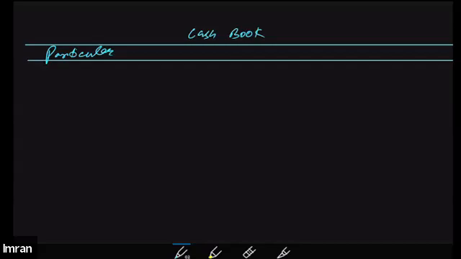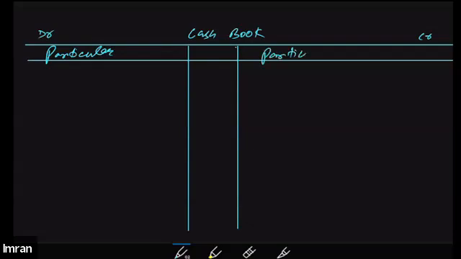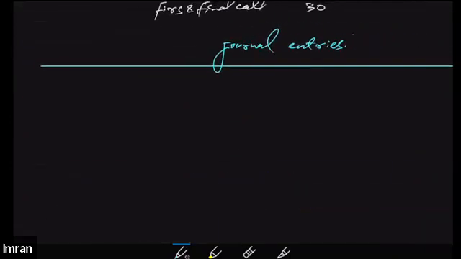On the debit side, all the inflows of cash are recorded, and all the outflows of cash will be recorded on the credit side. All right, everyone. So now, first of all, let's start with the journal entry.